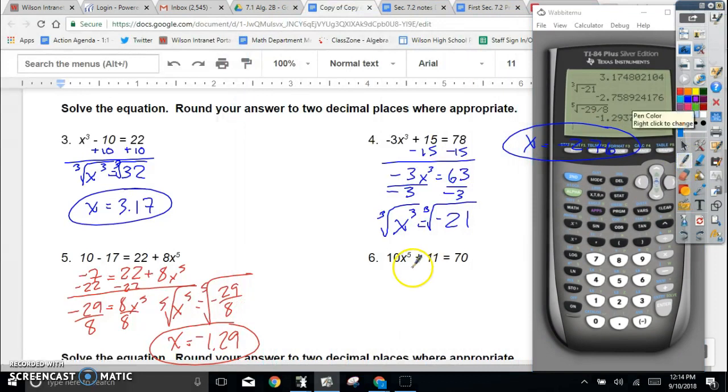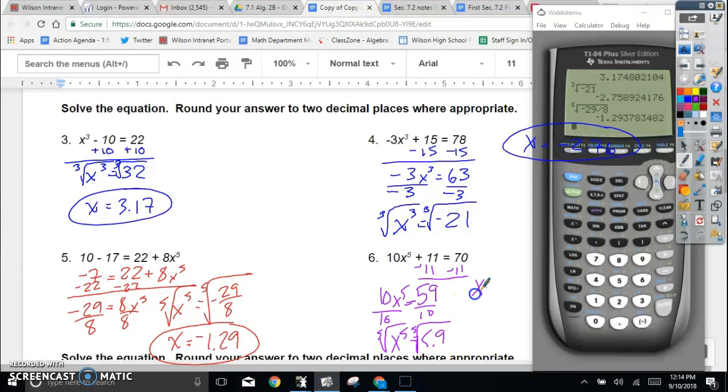So jumping over here, subtract 11. 10x to the fifth equals 59. Divide by 10. So x to the fifth equals 5.9. Fifth root, fifth root. So let's try this again, right? Math 5. And then I'm going to type in 5.9. So we're getting a total of 1.43. Okay? So look, I rounded that up because 2 to the right of it, I have this 6, so that takes 2 up to 3.